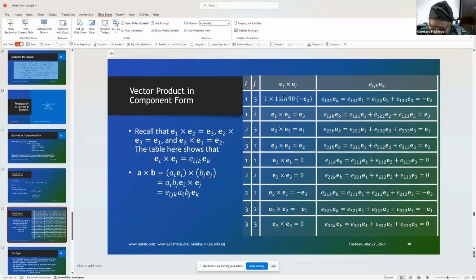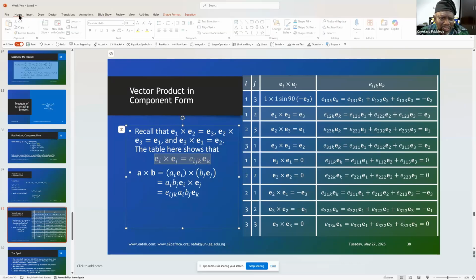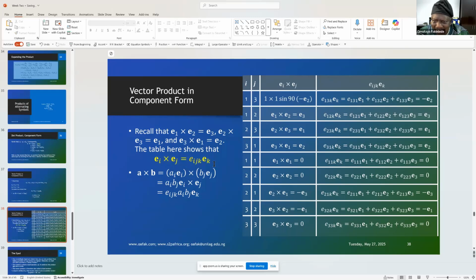So we can say let i be 1, j 2, let i be 2, j 3, let i be 3, j 1. All the possible combinations are here. With all those possible combinations, we will see that e_i cross e_j, if we compare it to epsilon_ijk e_k, we find out that the answers are always the same. So it is for that reason that I'm able to write for you that e_i cross e_j is epsilon_ijk e_k.